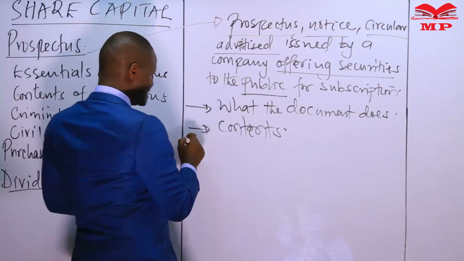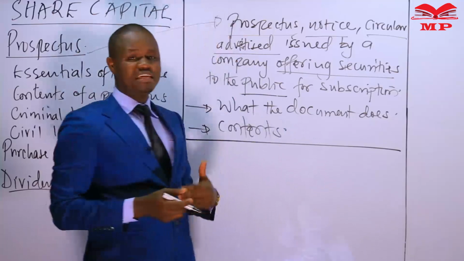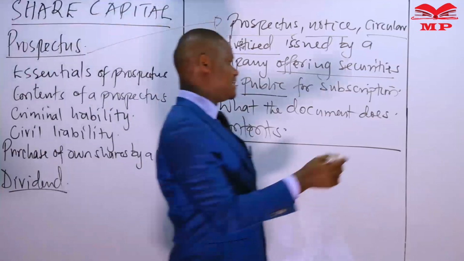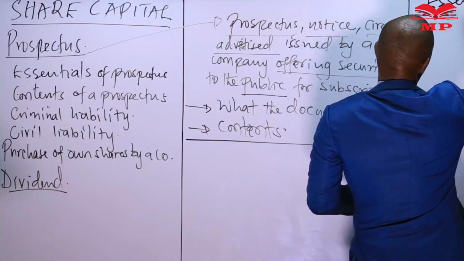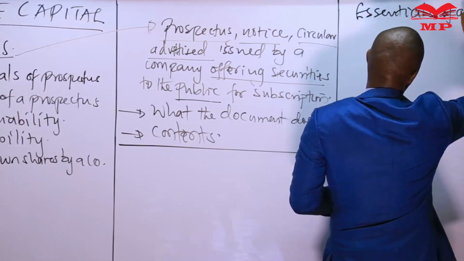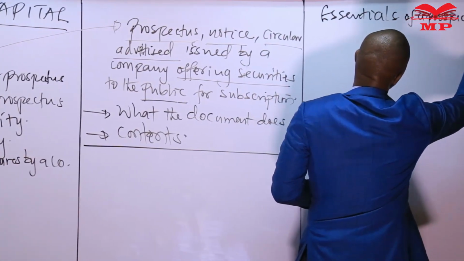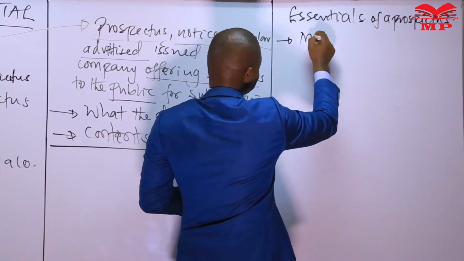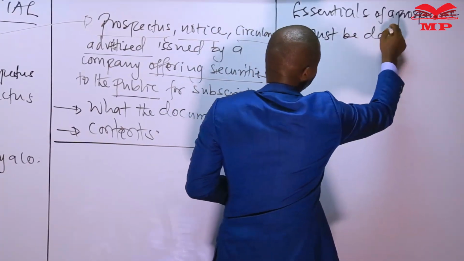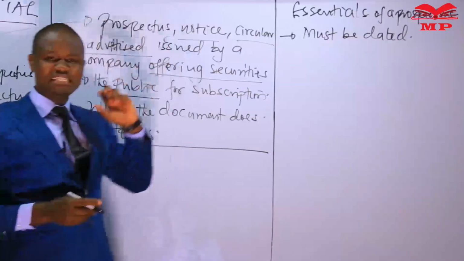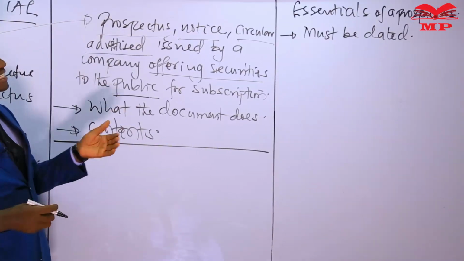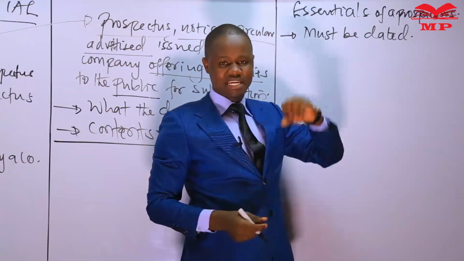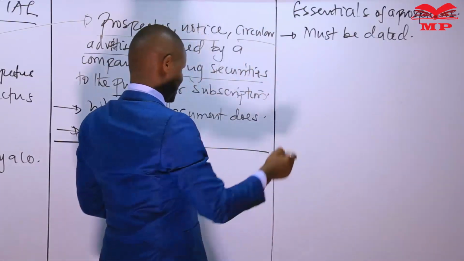When a prospectus is issued, there are specific things that it must come along with. There are specific things that the prospectus must demonstrate. The essentials of a prospectus. For instance, we are saying that all prospectuses must be dated. They must contain a date. And the idea is this date that shall be contained in the prospectus shall be considered to be the date of issue of the prospectus.